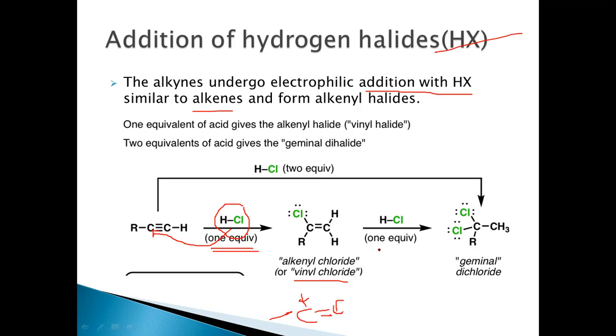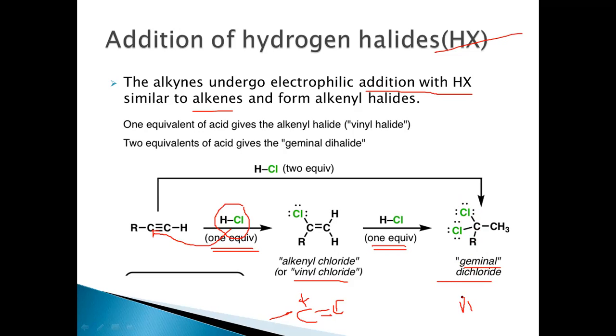And in the next step, one more equivalent of HCl can be added, resulting in the formation of geminal dichloride. Geminal means on the same carbon. So when these groups are present on the same carbon, it is called geminal.